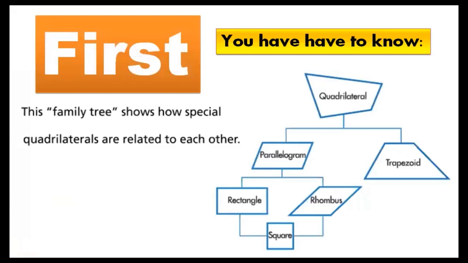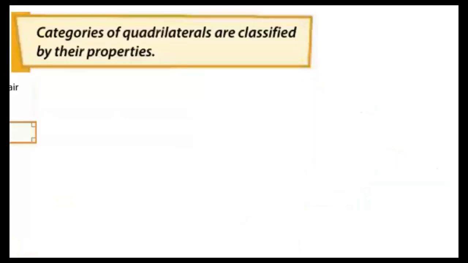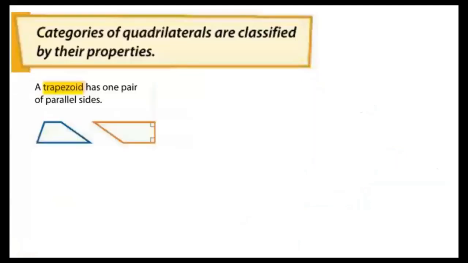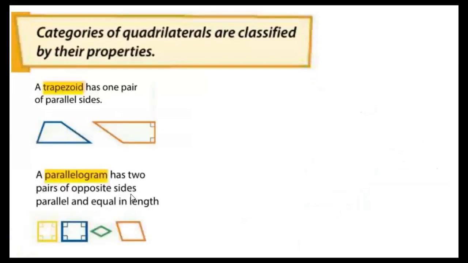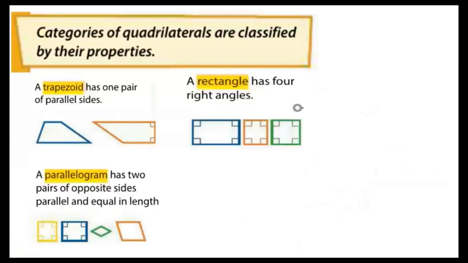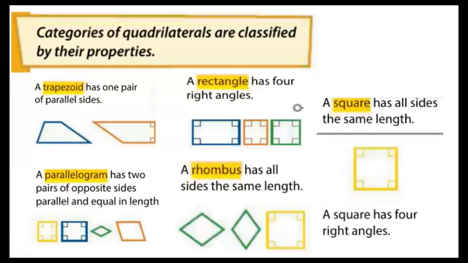You have also to revise the categories of quadrilaterals, classified by their properties according to the lesson of yesterday. As you see, the trapezoid properties and parallelogram properties and rhombus properties, also the square properties, as you see in front of you. You have to revise them. You have to memorize and save them, okay?